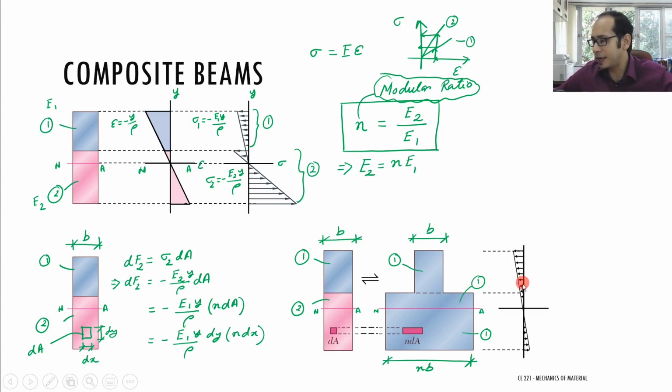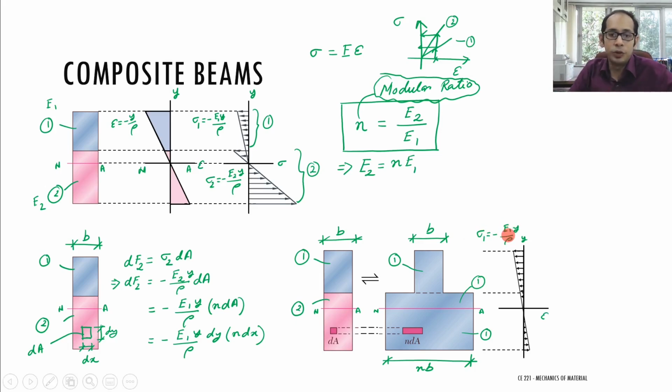So the entire thing is now made of material 1. So the strain is of material 1, and from the strain I have calculated the stresses over here. This is your y and this is your epsilon, and for the entire section, since I've converted everything to material 1, I can write my general formula: sigma 1 equals minus E1 times y divided by rho.